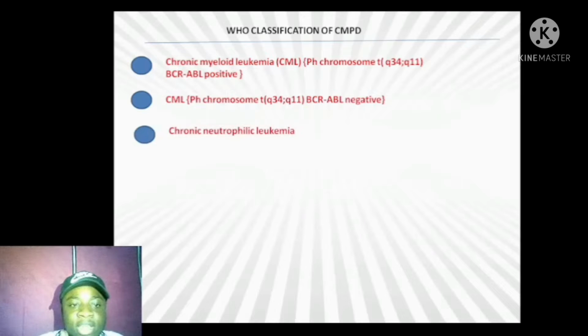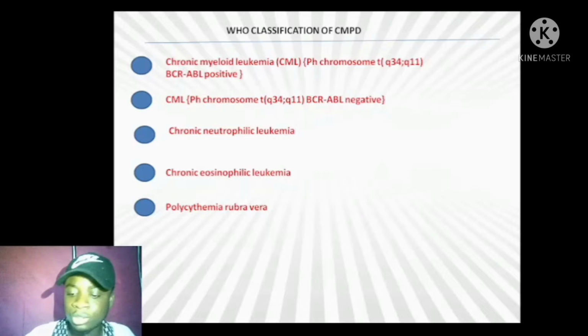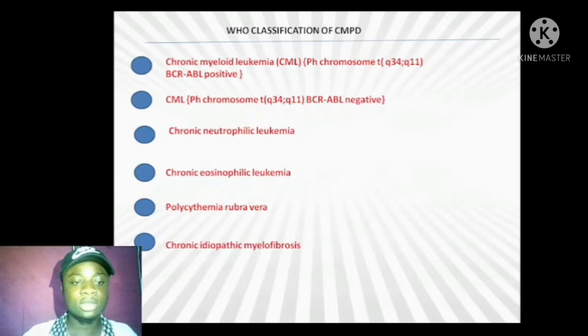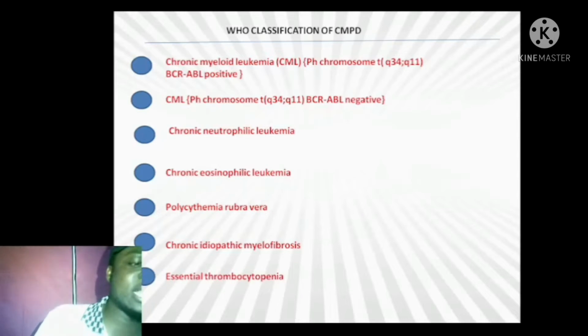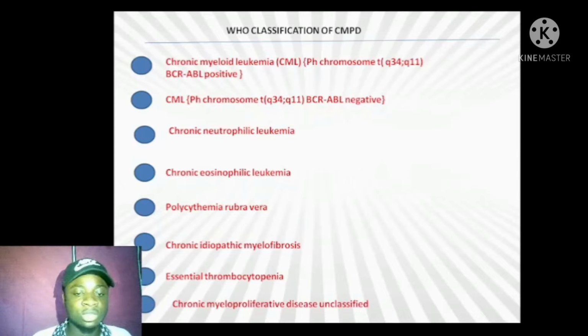Then we can have chronic neutrophilic leukemia, which affects the neutrophils. Then they also had chronic eosinophilic leukemia, so you know the cell lineage. Then we have polycythemia rubra vera, which is actually a malignant condition. They also had chronic idiopathic myelofibrosis, and then they spoke about essential thrombocythemia. The last one they classify is chronic myeloproliferative disease, unclassified. So these are some of the classifications WHO did. Very important.